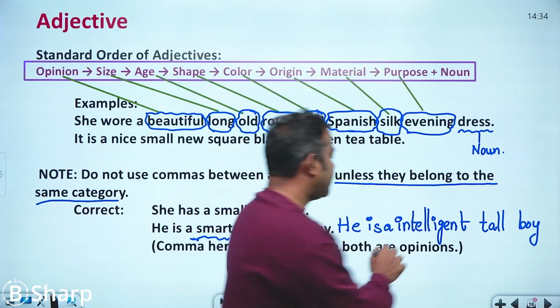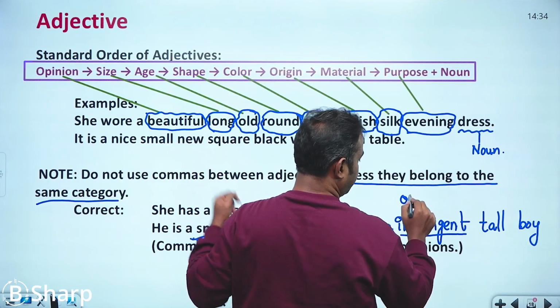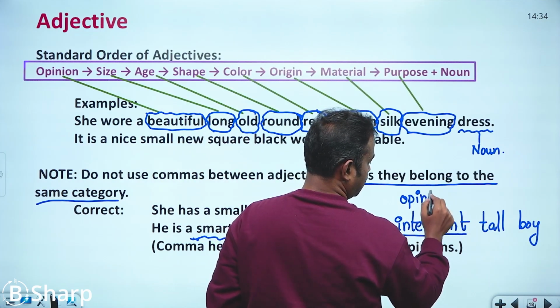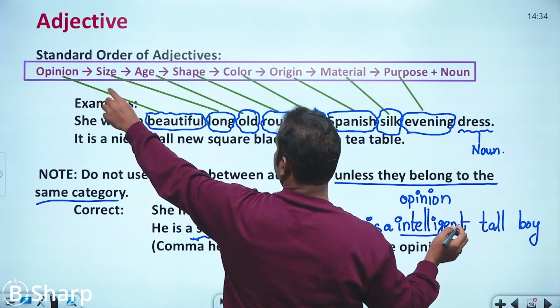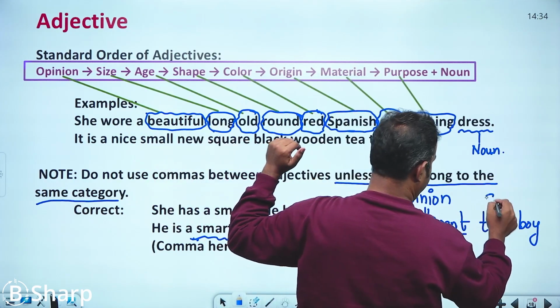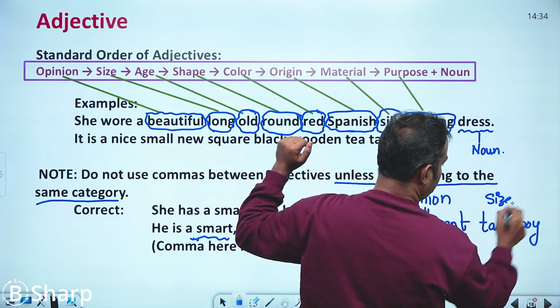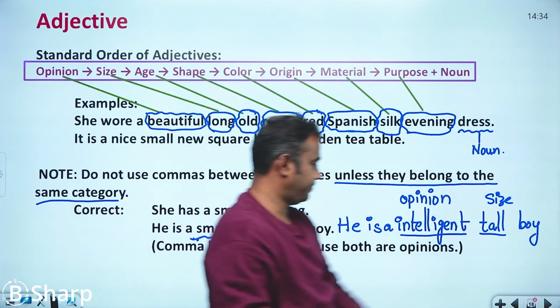First the opinion should come, then the size. Here the size is tall, right? Then size will come here. In that fashion generally we have to write.